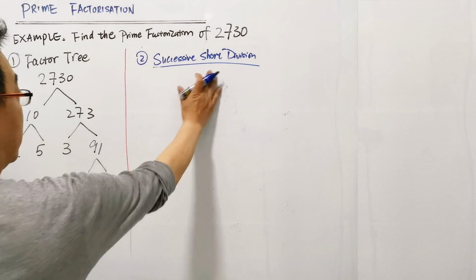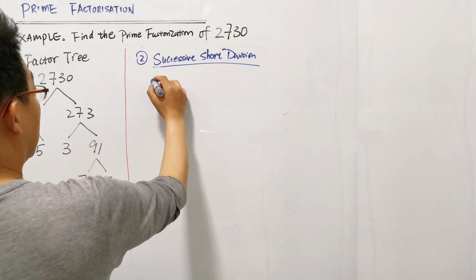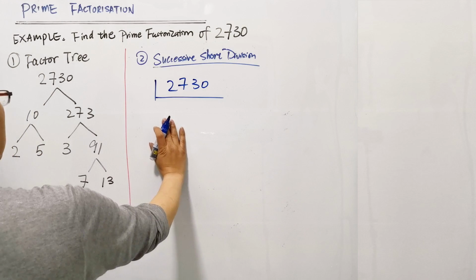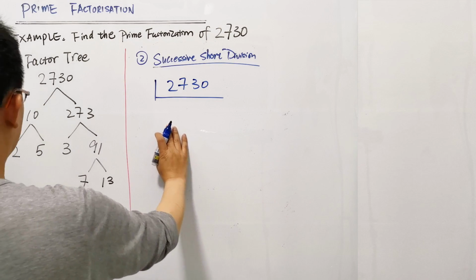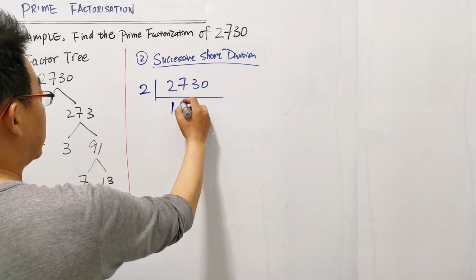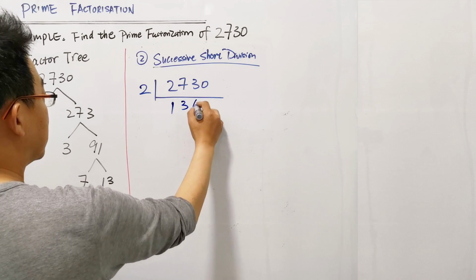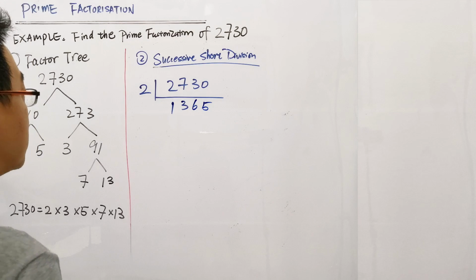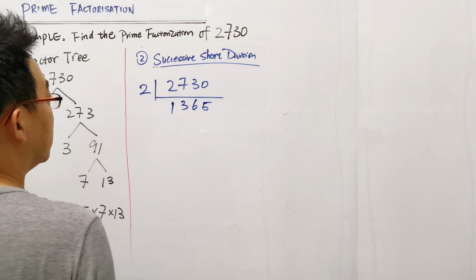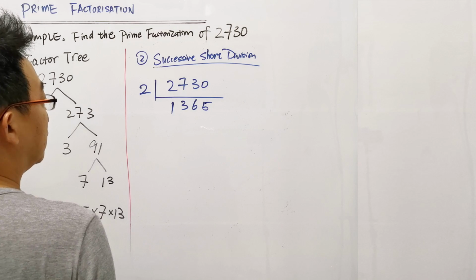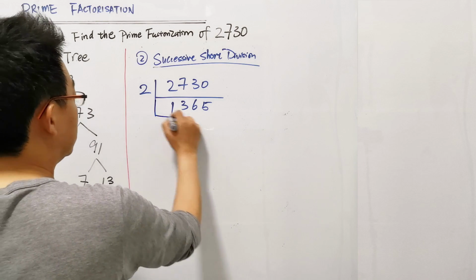Okay, another way. So again here, 2730. Same thing. Let's look at 2 first. 2 goes in, how much do we get here? 13, 6, right? So it's 5, right? Is that correct? Yes, okay, that's good. So we'll have a 10. Yes, okay, let's continue.